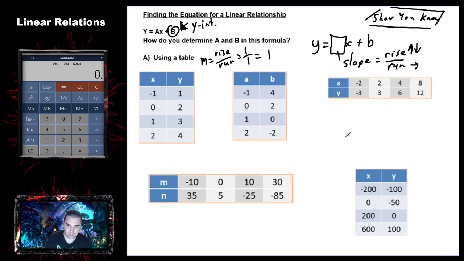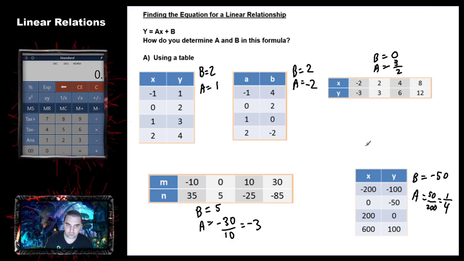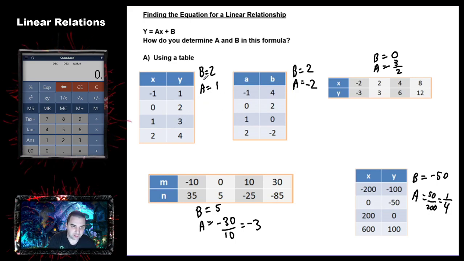Okay, I'm going to scroll forward here, and I'll just line out what I put for my b and for my a, or my slope. I got this for that one, and that's that one, and that's that one, and this is that one, and this is that one.